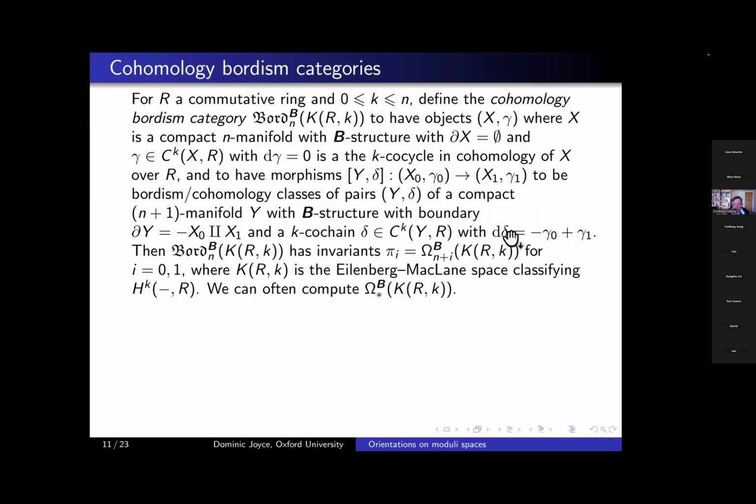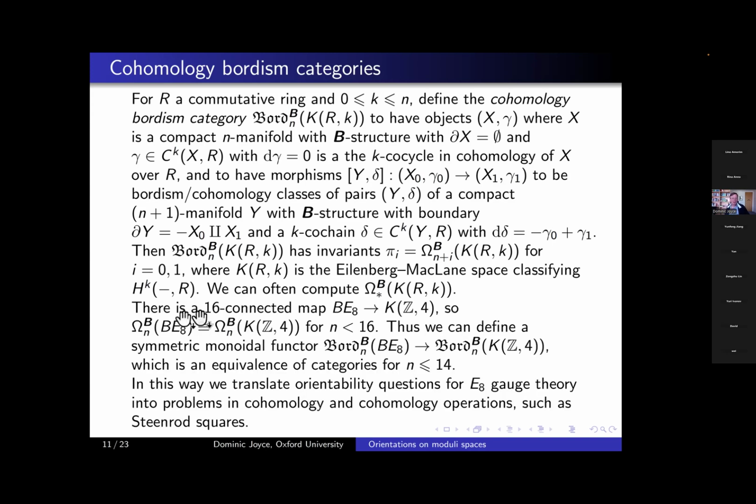I should have said the restriction of delta to the boundary of Y is this. This is not really the boundary of delta. So then this bordism category has invariants the n plus ith bordism group of the Eilenberg-MacLane classifying space K of R, k, for classes in kth group cohomology over R. So that's why we chose this notation, because the classifying groups are the bordism groups of these Eilenberg-MacLane spaces, and we can often compute the bordism groups of Eilenberg-MacLane spaces.